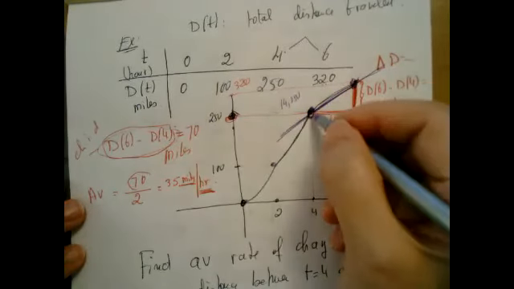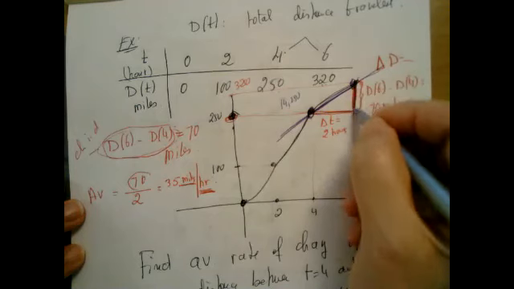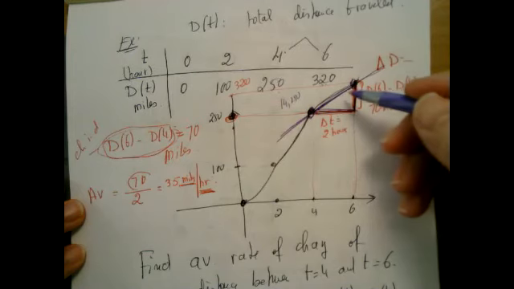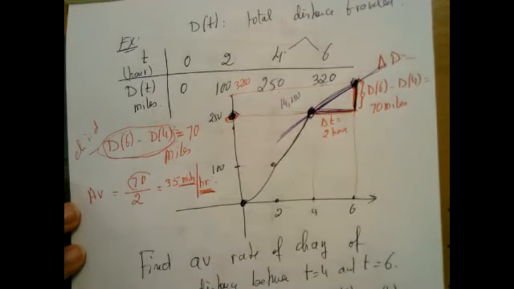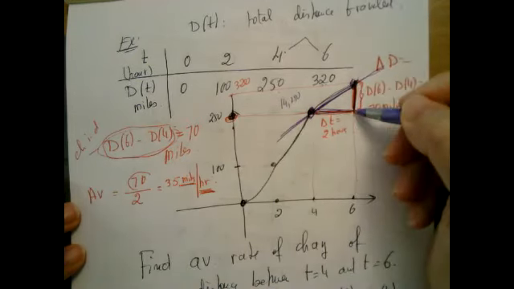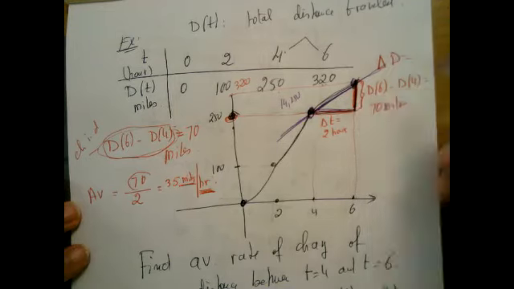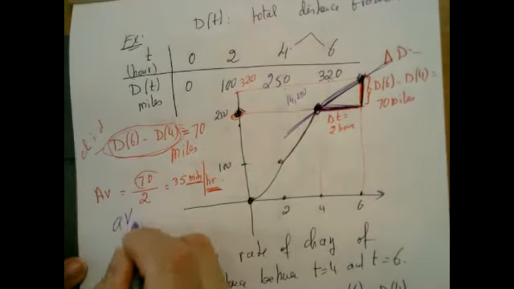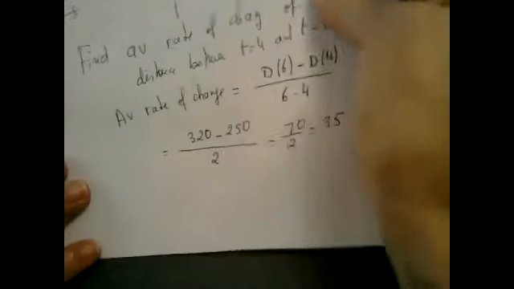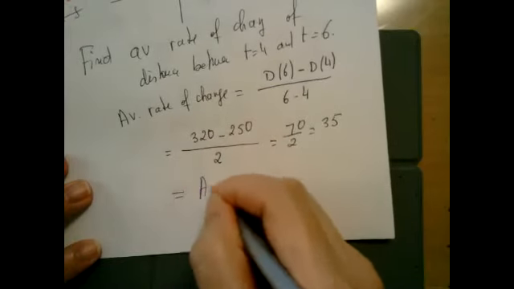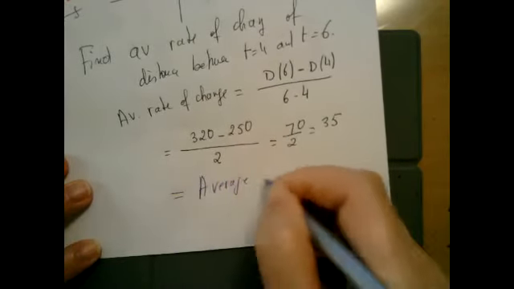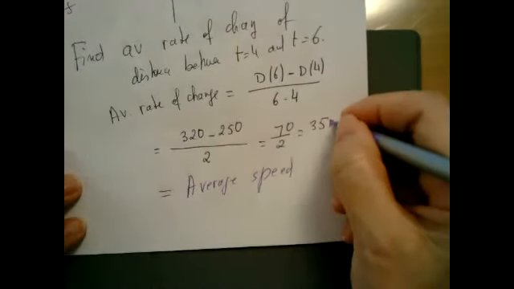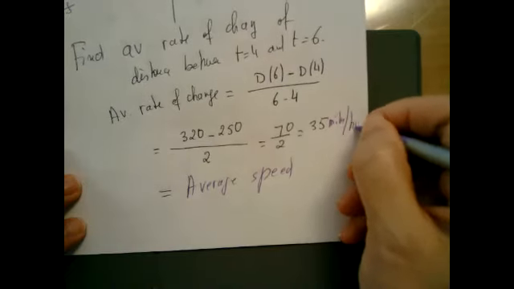We know what the slope of this line is. The slope of this line is the rise over the run. So the slope of this line is actually the average rate of change, because it's how much distance was traveled divided by how long it took. So this represents, in this particular problem, the average speed of the object. The unit is miles per hour.